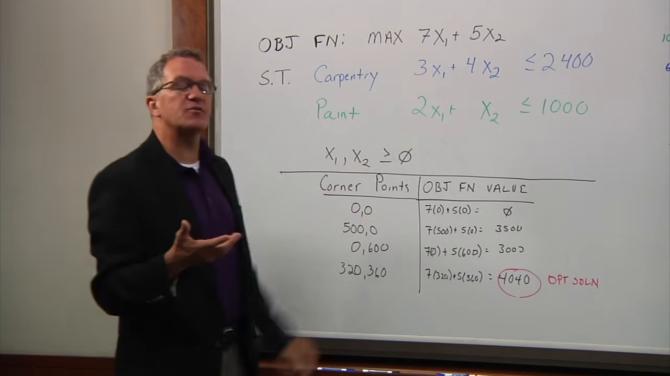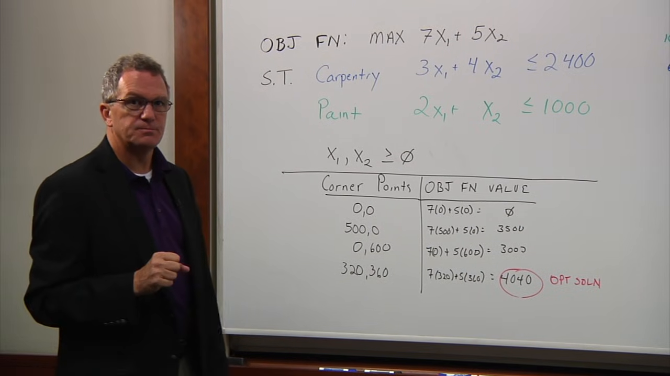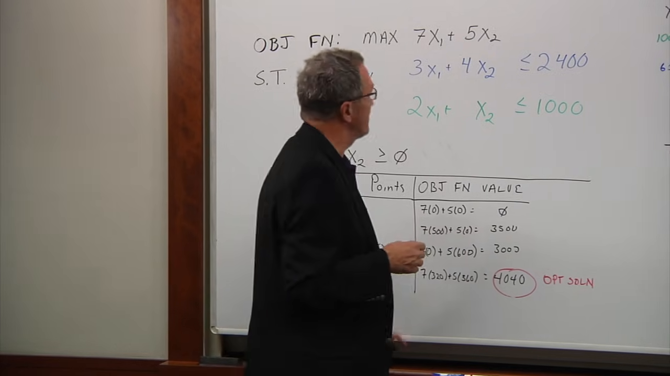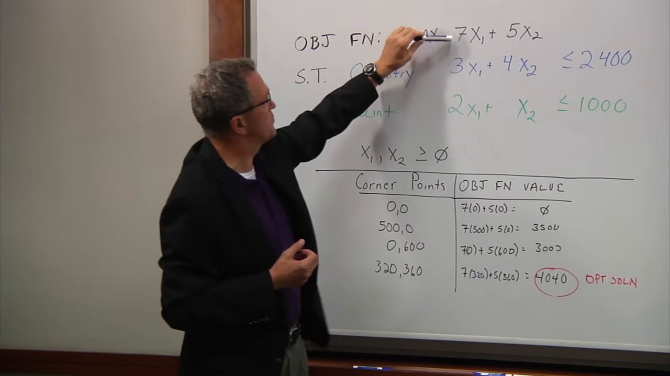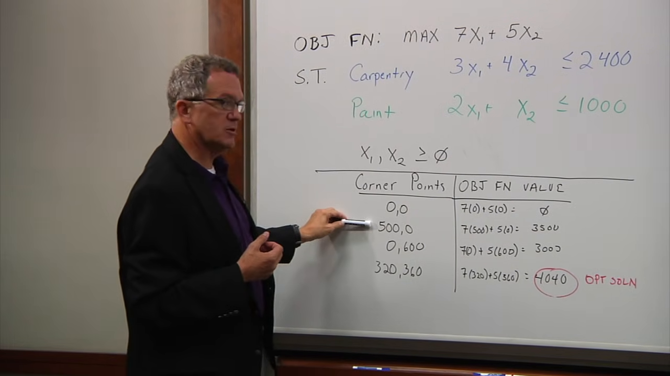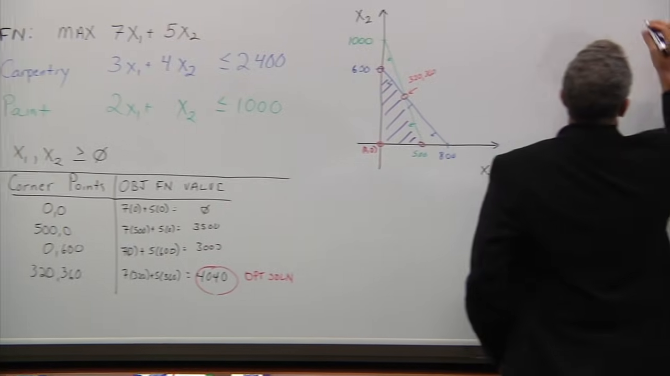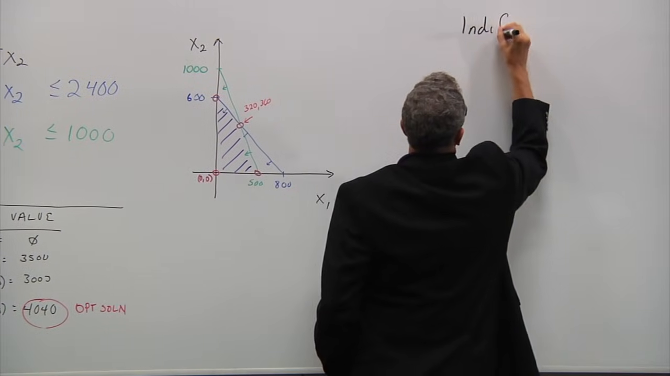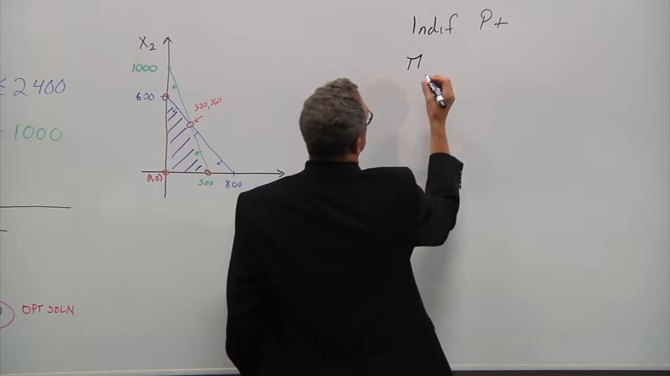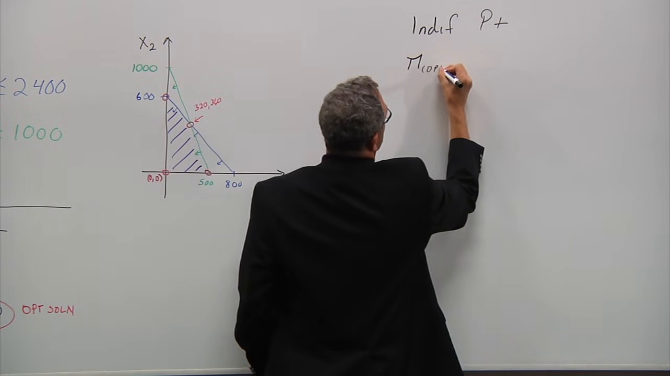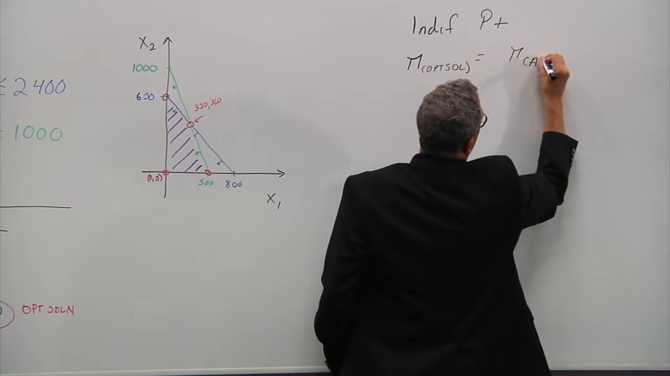Somewhere between 7 and 1,000 is an indifference point. That's something we covered in an earlier chapter, in an earlier video. So we go up here and we want to find out what's the indifference point where I have the same value here as I do here? So what we have to do is we say, my indifference point is going to be when profit at my current optimal solution equals the profit at one of my adjacent points.